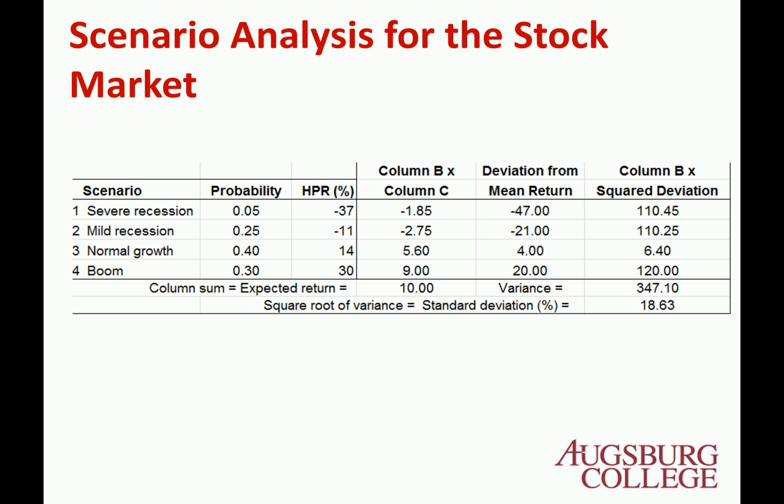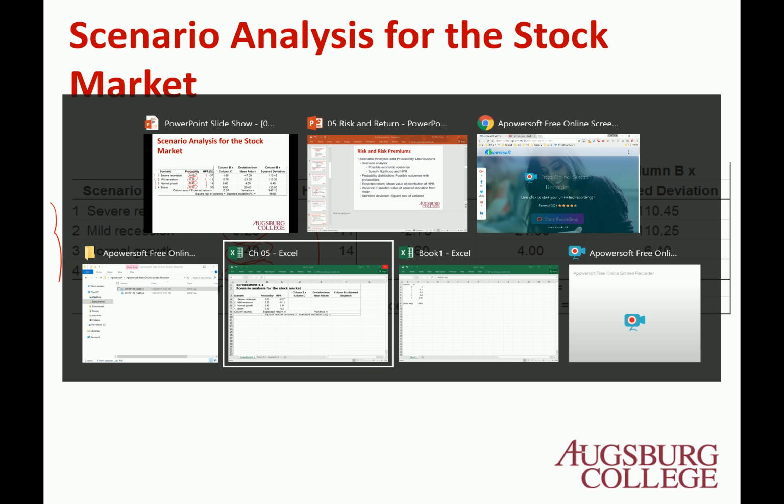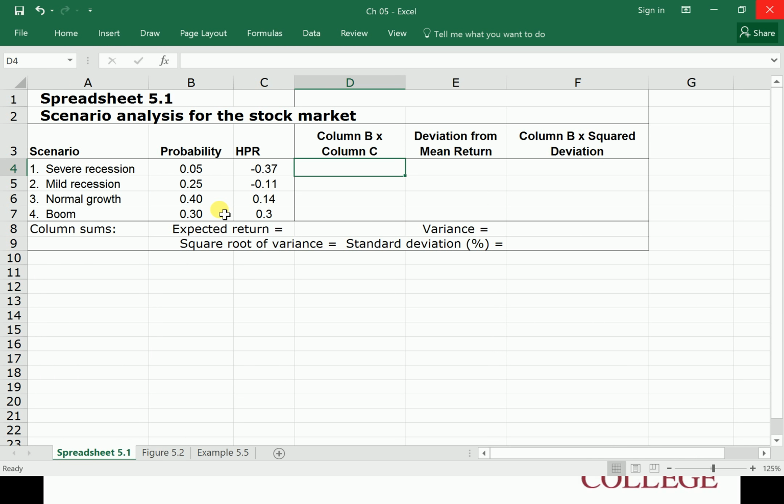So let's look at the scenario here. We have four possible scenarios: severe recession, mild recession, normal growth, and boom economy. 5% severe recession, mild 25%, normal 40%, and boom economy 30%. And this is the HPR: negative 37%, negative 11% for the first two scenarios, 14% and 30% for the next two. So let's look at the Excel spreadsheet to show how to get the answers.